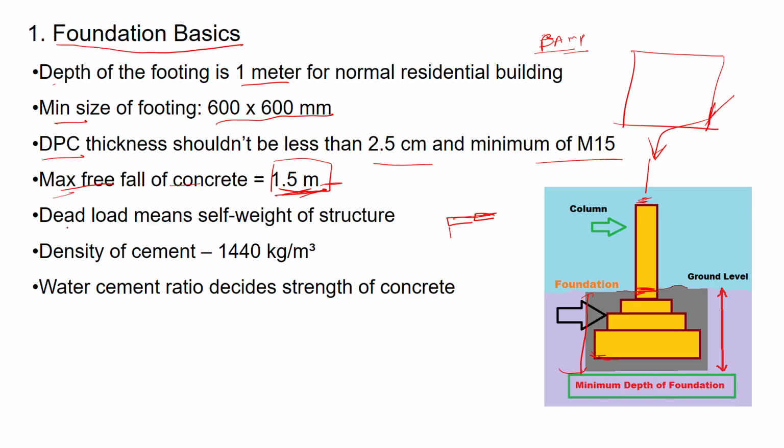Then, what does dead load mean? That is the self weight of the structure. Whatever the structure is, maybe a slab, if you calculate the width, height and length, and multiply everything with the density, you get the self weight. Dead load means self weight. Then the density of cement is 1440. So just remember this.